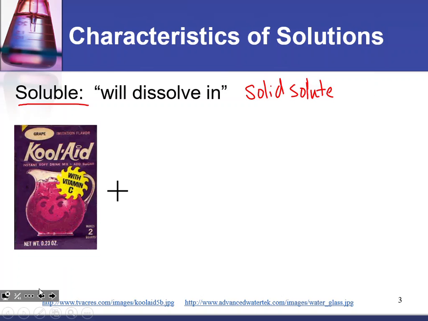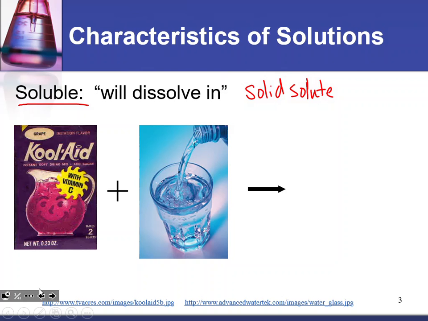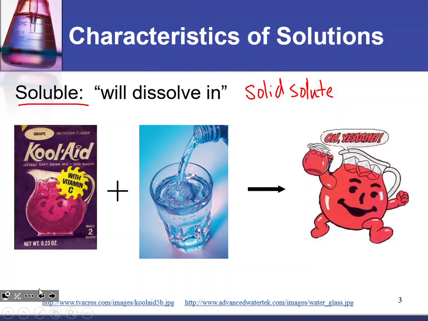So we have our Kool-Aid, we add it to our water, and then it makes our nice Kool-Aid solution, the drink that everybody likes to have. But once again, it's uniform throughout, so it's going to be a solution. Anything that's uniform throughout doesn't have to have liquid involved. It can be in other phases. But if it's homogeneous, it's going to be considered also under the classification of solution.